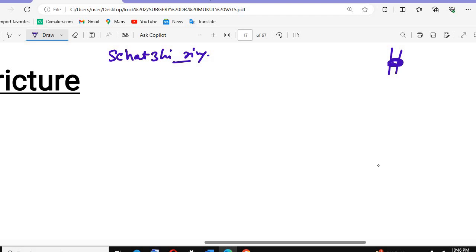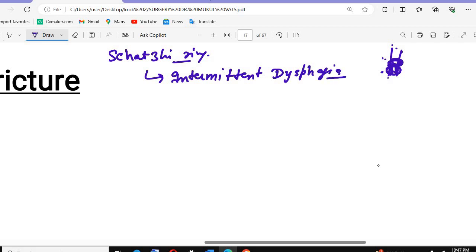At the squamocolumnar junction. This is the esophagus, and after that the gastric part starts. The gastric part is columnar and the part above is squamous. At the squamocolumnar junction we see a mucosal or submucosal thickening in a ring format, circumferential. That we call the Schatzki ring. In Schatzki rings, intermittent dysphagia will be seen, and we do single endoscopic dilatation.